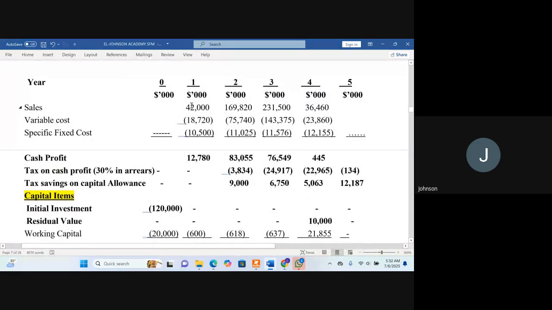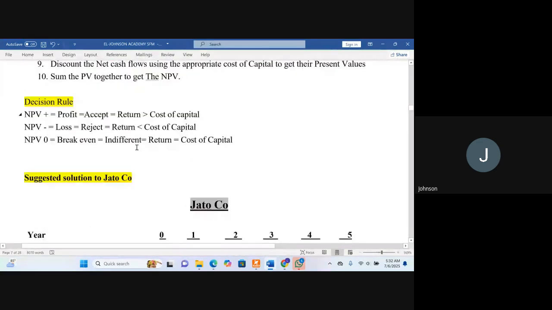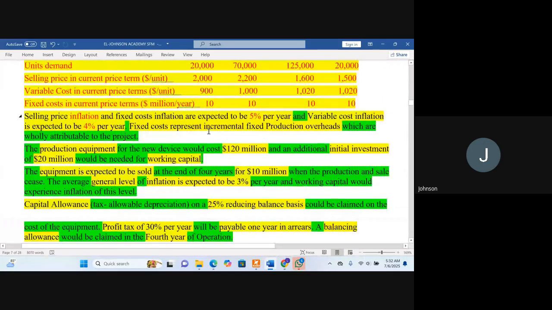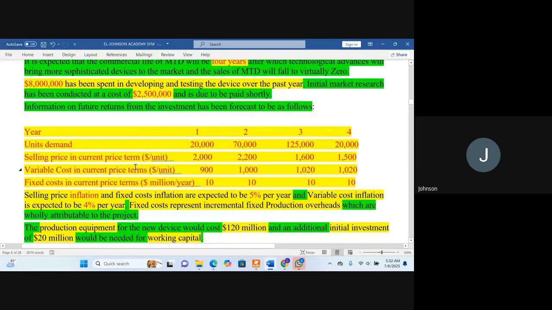So when you come to the top, you can put in your sales: 42 for year one, 169 for year two, and so on and so forth. Now, what is our variable selling price? From the question, our variable selling price is 900, 1,000, 1,020. So we go again to it.